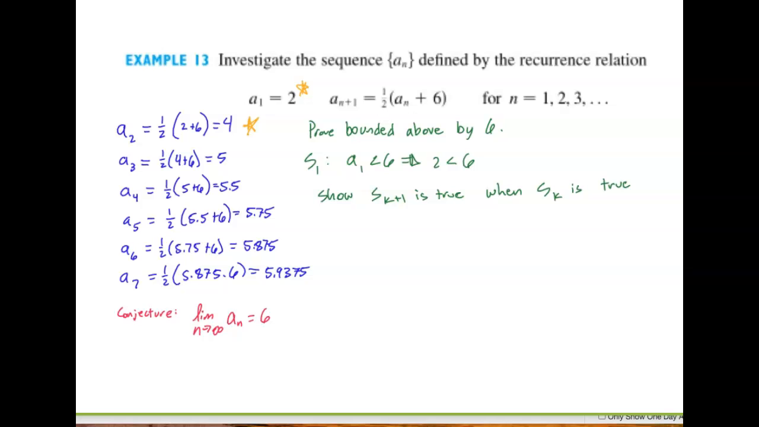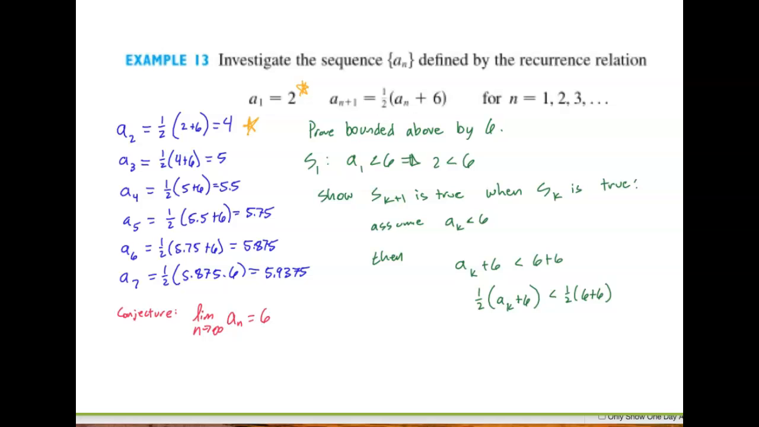Okay, and we're kind of going to do the same thing. So we'll assume, I'm sorry, I meant not S sub k, I meant A sub k. That's a term in my sequence. A sub k is less than 6. Then if I add 6 to both sides, that inequality should still stand. So a sub k plus 6 is less than 6 plus 6. And then if I multiply by 1/2, 1/2 of a sub k plus 6 is less than 1/2 of 6 plus 6.